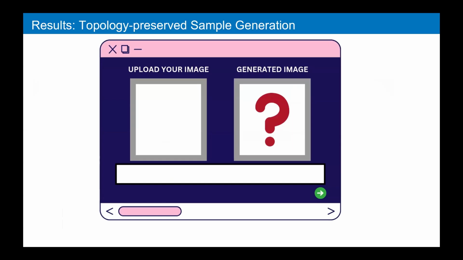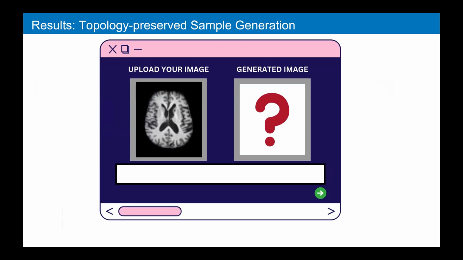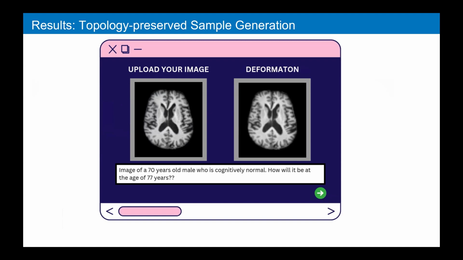For the diffusion results, let's take a look at an interactive application of our model. By uploading a template image and providing an editing text, our model generates a target image along with the intermediate transformation process.